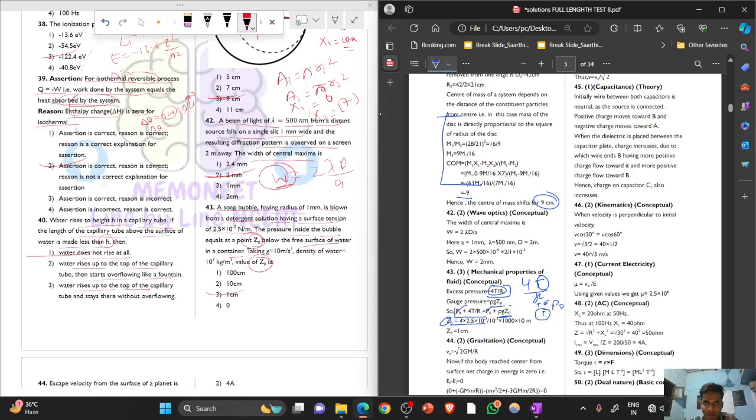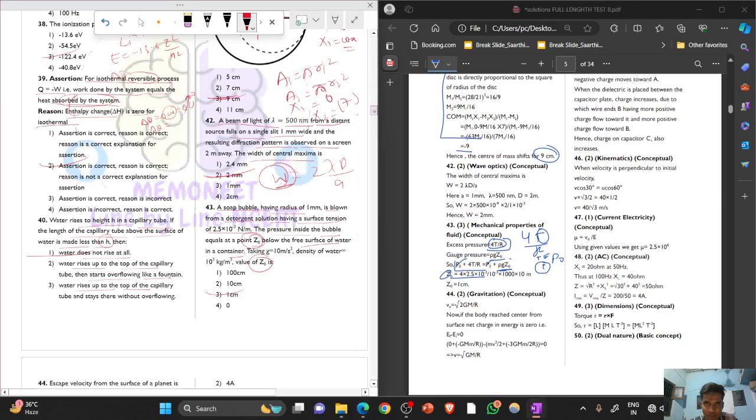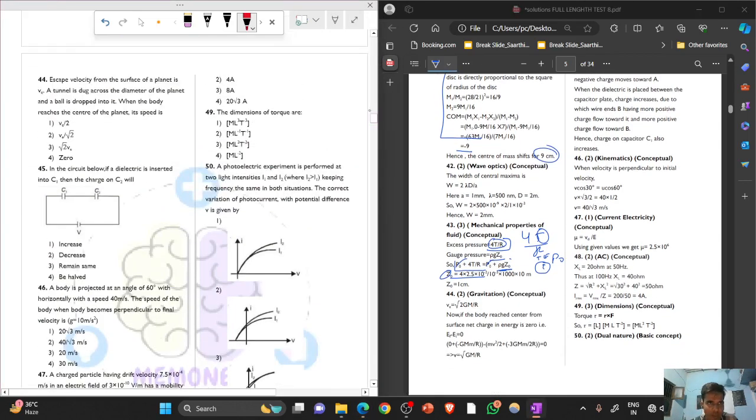Now moving ahead, the escape velocity from the surface of a planet is given. You know the escape velocity is under root 2GM by R. A tunnel is dug along the diameter of this planet, and it's asking about the speed of the body when it reaches the center of the planet. So you can simply apply energy conservation, nothing else. You know the escape velocity, and if it reaches the center, the net energy will be zero. So you can simply say the change in energy is equal to zero, so E final equals E initial.